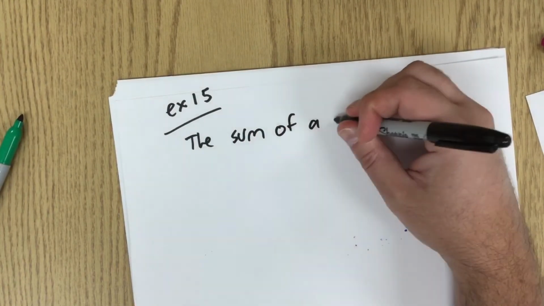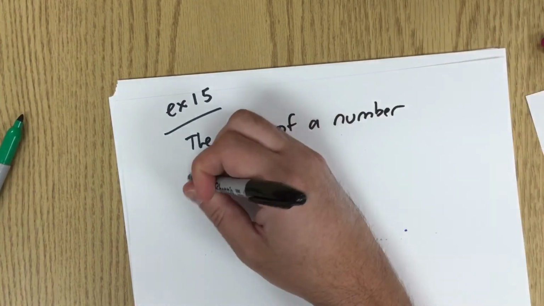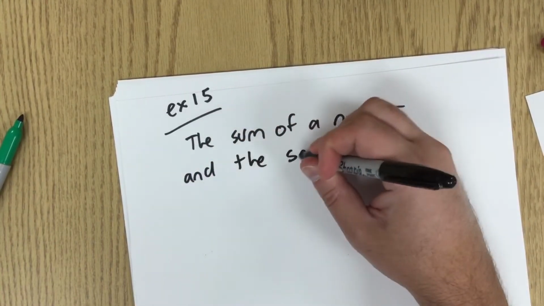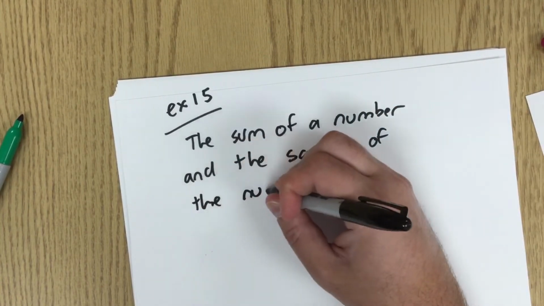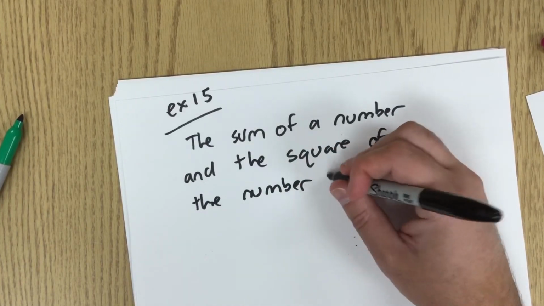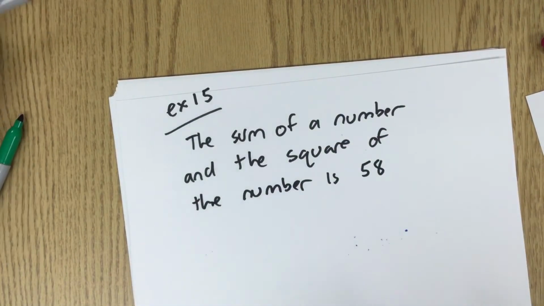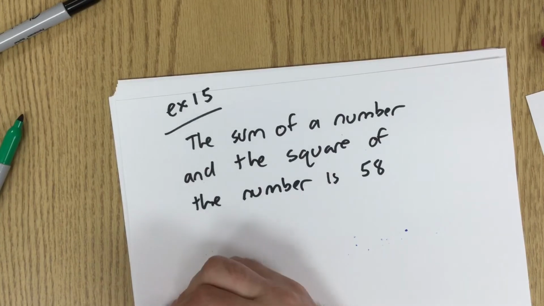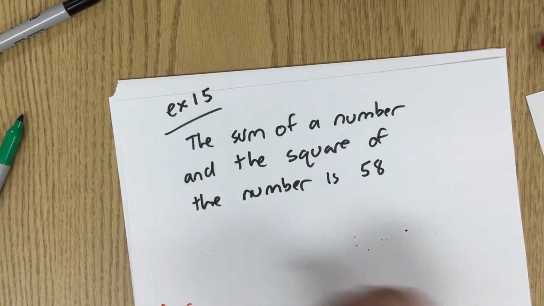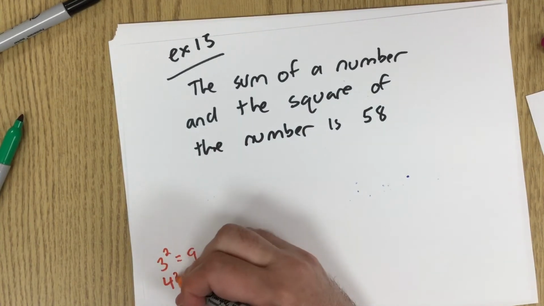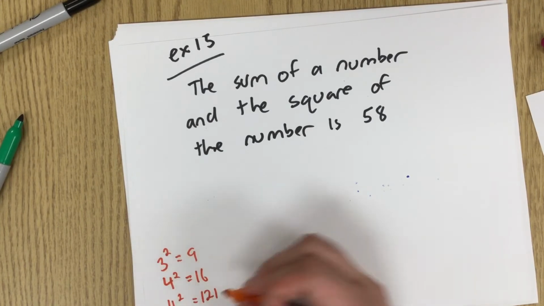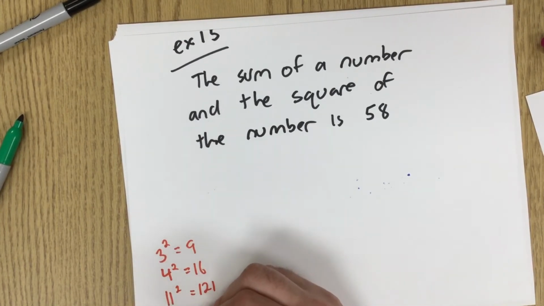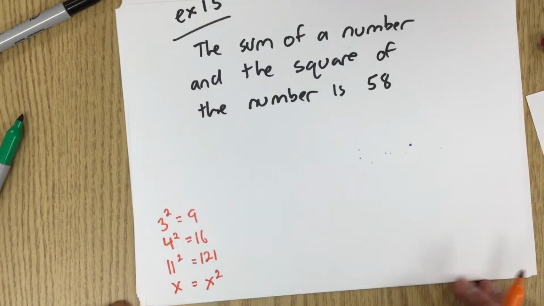Sum of a number and the square of the number is 58. So just a quick reminder what square means. Square is, for example, if you have 3, then the square of 3 is 3 squared, which is 9. If you have 4, then the square of 4 is 16. If you have 11, then the square of 11 is 121. If you have x, then the square of x is x squared.